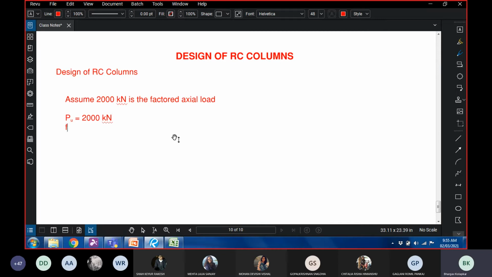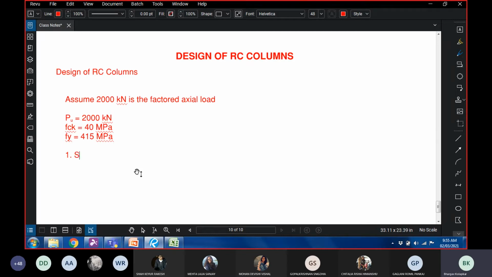And what else do we have? We have fck is 14 megapascals, and fy is equal to 415 megapascals. And we have to design this column. When we say the column is to be designed, what this means is we have to find out the dimensions of the column, the amount of longitudinal reinforcement, the amount of transverse reinforcement, and the detailing. So there are four things here.